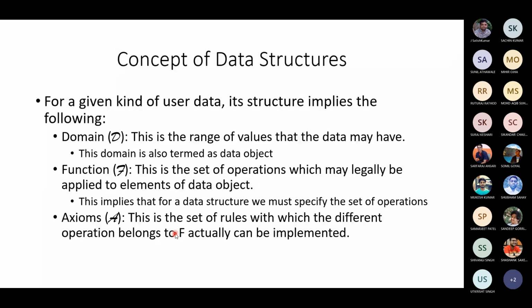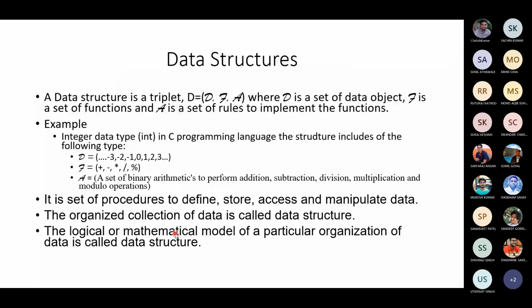So a data structure is a triplet. Now we'll define a data structure. A data structure is a triplet with domain, function, and axioms, where D is the set of data objects, F is a set of functions, and A is a set of rules to implement the functions. So a data structure is a triplet with D, F, and A.